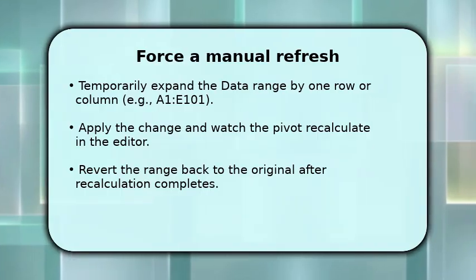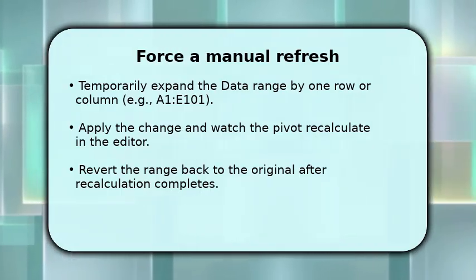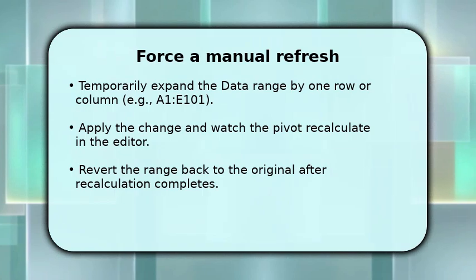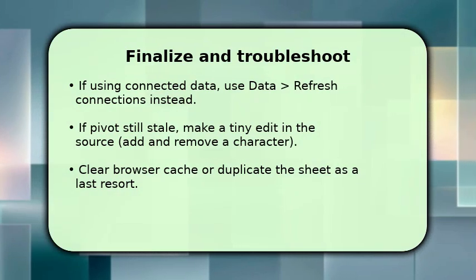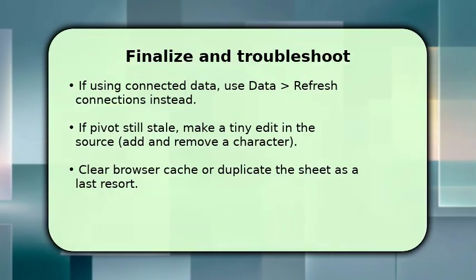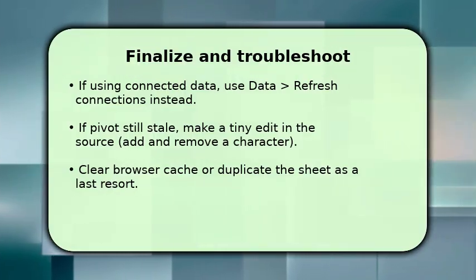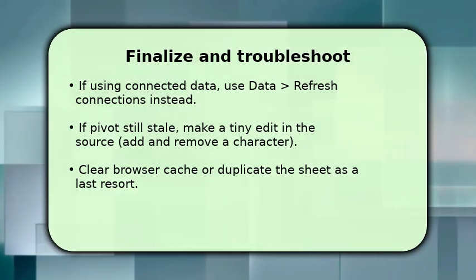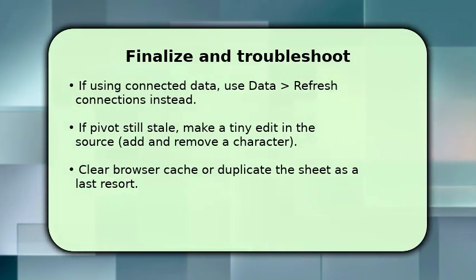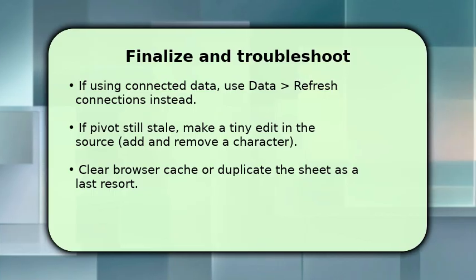Make sure no scripts or protected ranges block the edit. Otherwise, the change won't stick and no refresh will occur. After reverting the range, confirm totals and groupings match expectations. That completes the refresh. If your pivot uses an external connector, choose Data, then Refresh Connections instead. Connected sources need their own refresh.